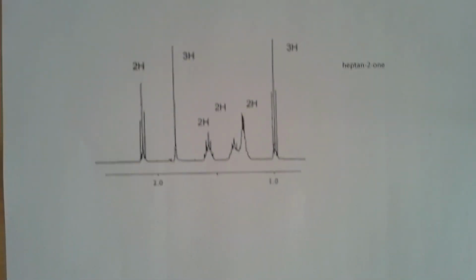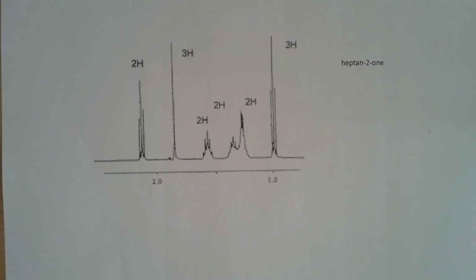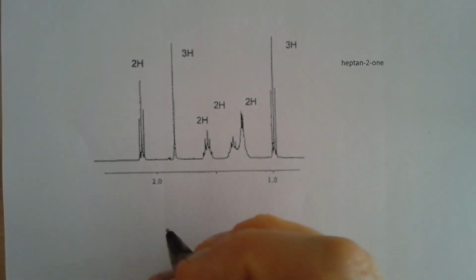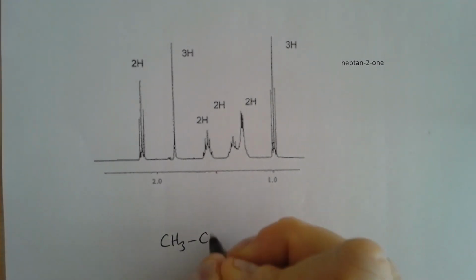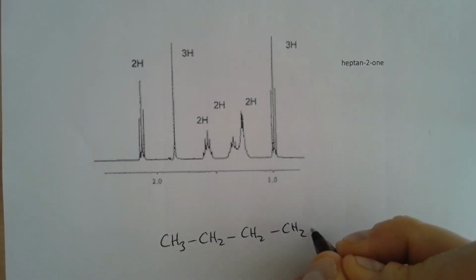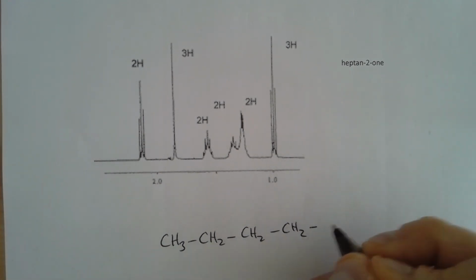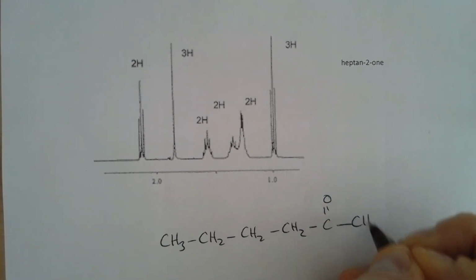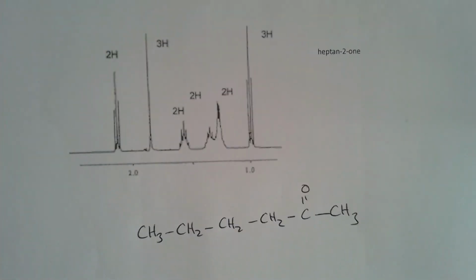Okay, right. This last one is probably beyond what we'd be expected to do at A level, but it's a nice one to have a look at. Heptan-2-one. So I'm going to draw the structure out. We can actually use our understanding of the integrated traces, of de-shielding and the splitting patterns on here, but again this is way beyond what we'd necessarily have to do at A level.